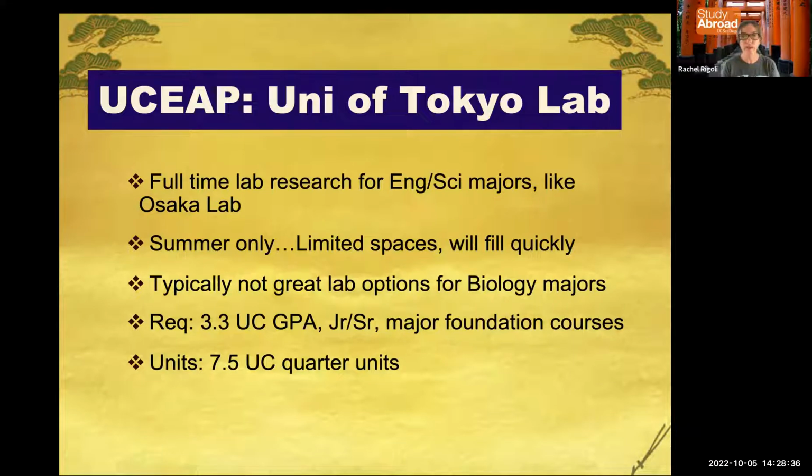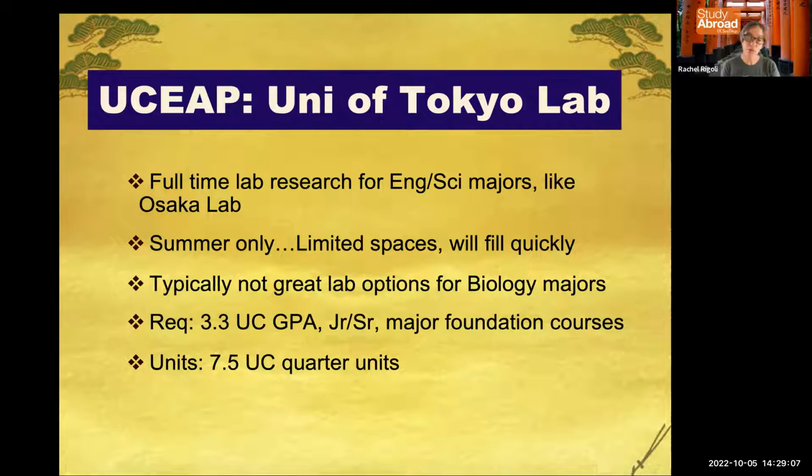If you want to do research abroad and you're not set on having to go to Japan, there are other research opportunities abroad through EAP: Hong Kong, Singapore, Taiwan, just to name a few, and I think Glasgow in Scotland. But if you're wanting to go to Japan and do lab research in the summer, you need to be ready to apply. And I'm going to tell you a little bit about how to do that.